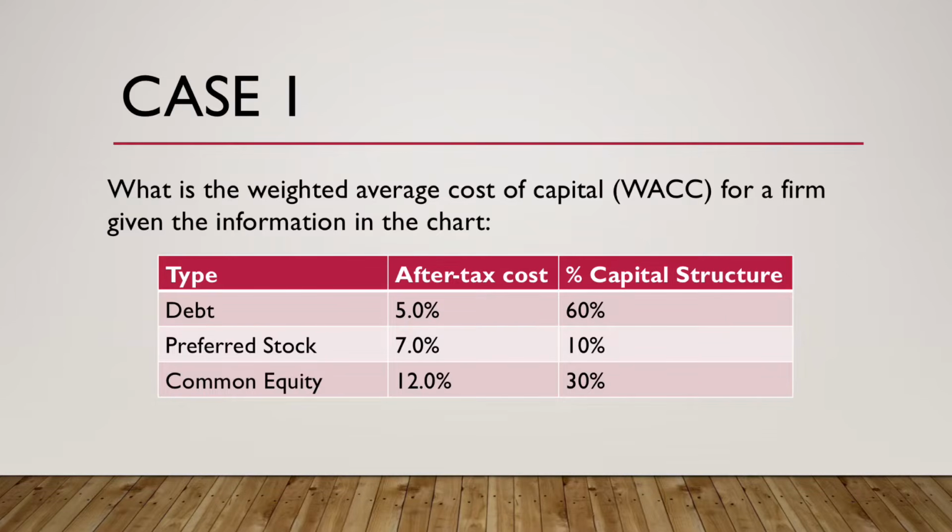To arrive at the cost of capital, we need to take the weighted average of all capital component costs using their corresponding proportion in the capital structure as the weights in arriving at such average. Hence, we can arrive at WACC by multiplying 5% times 60%, that's 3%, plus 7% times 10%, that's 0.7%, plus 12% times 30%, that's 3.6%. That would give us an overall cost of capital of 7.3%.